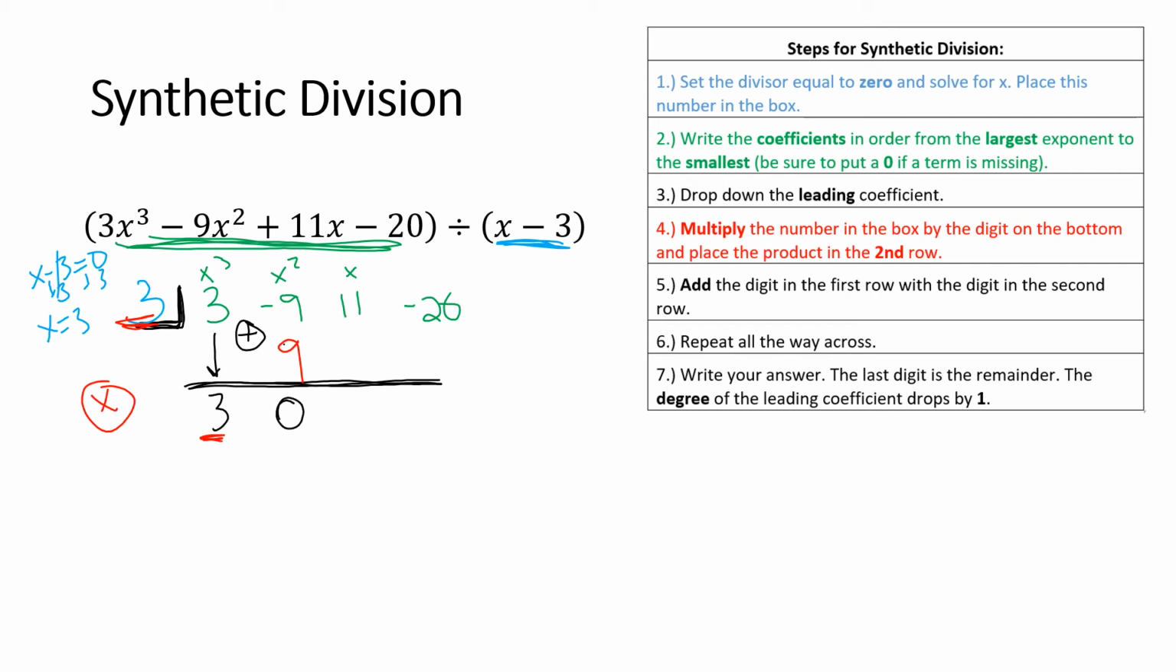Multiply, add, multiply, add, multiply, add. So again, I'm going to take the 3 times 0 is 0, and then add down. 11 plus 0 is 11. And 3 times 11 is 33. And add down, this was negative 20 plus 33 is 13. There's no numbers left, so that last number is your remainder.